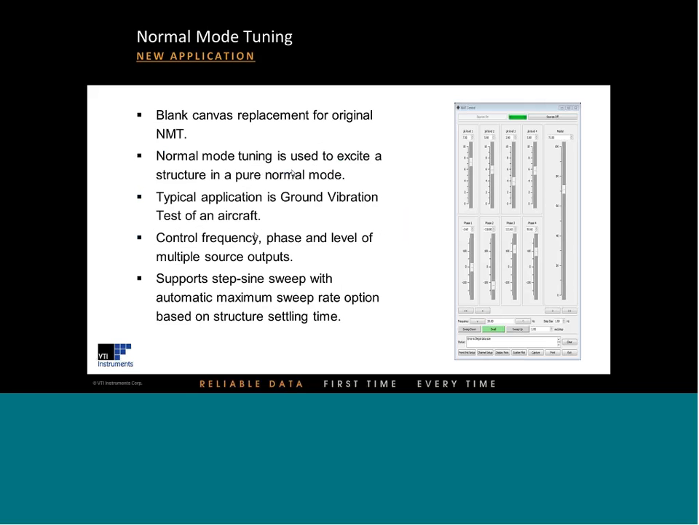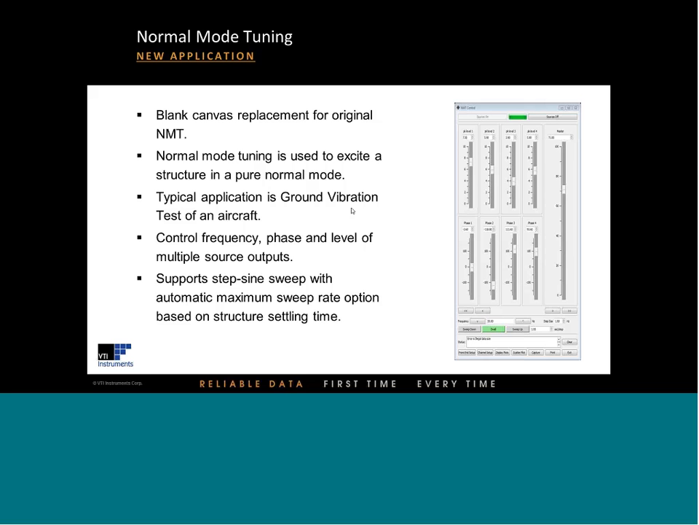Normal mode tuning is used to excite a structure in a pure normal mode. You drive the structure with multiple shakers. You vary their relative amplitude and phase to obtain a pure mode, which you check by looking at the phase of the response channels.